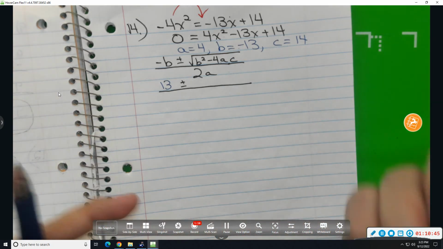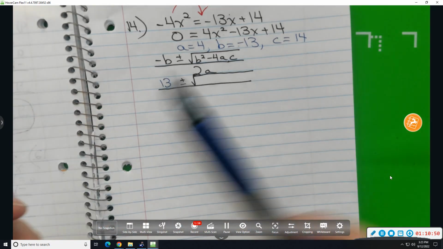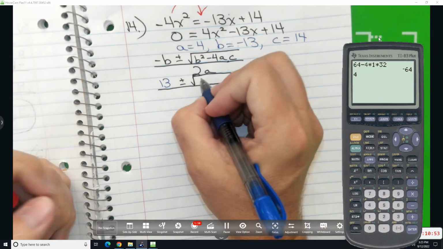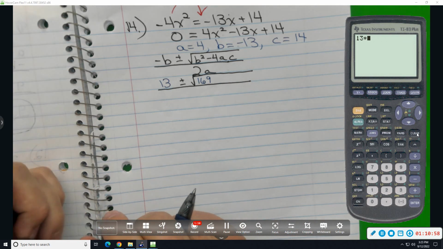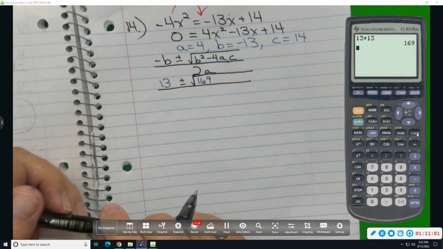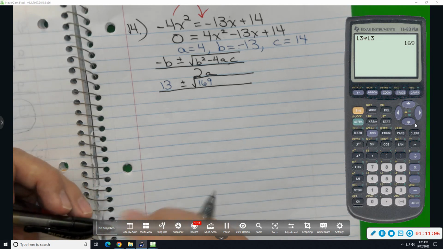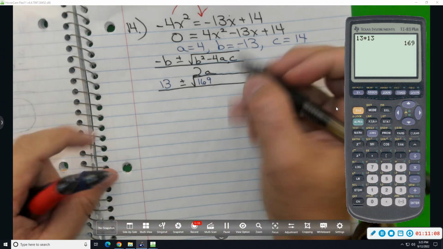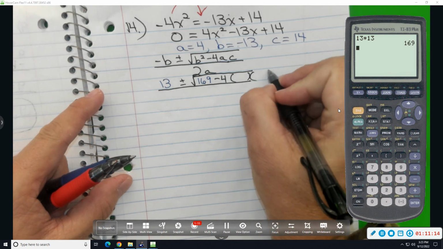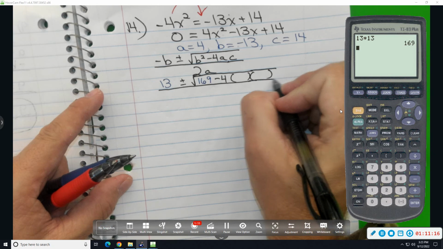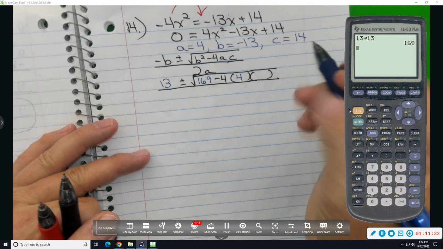Now, B squared, negative 13 times negative 13 is 169. Punch it into your calculator. I just say 13 times 13. You know it's going to be positive. Negative 13 times negative 13, positive 169. And then we have a minus 4 times A times C. A is 4. C is 14.